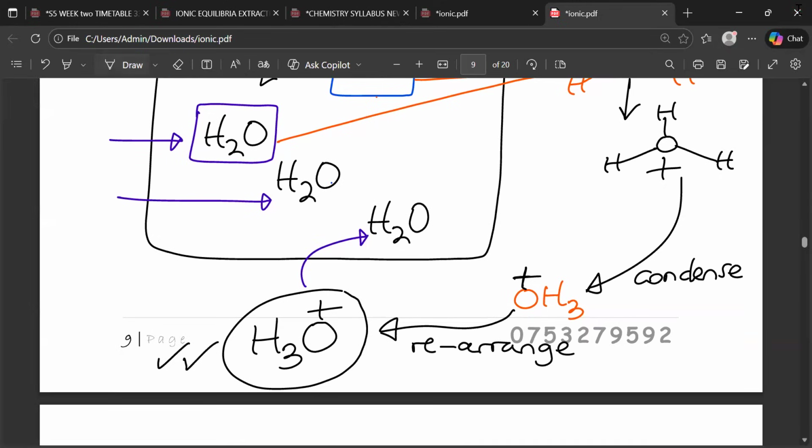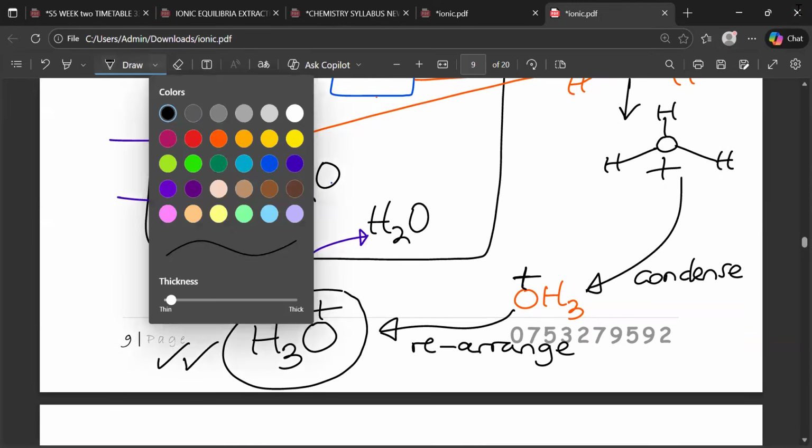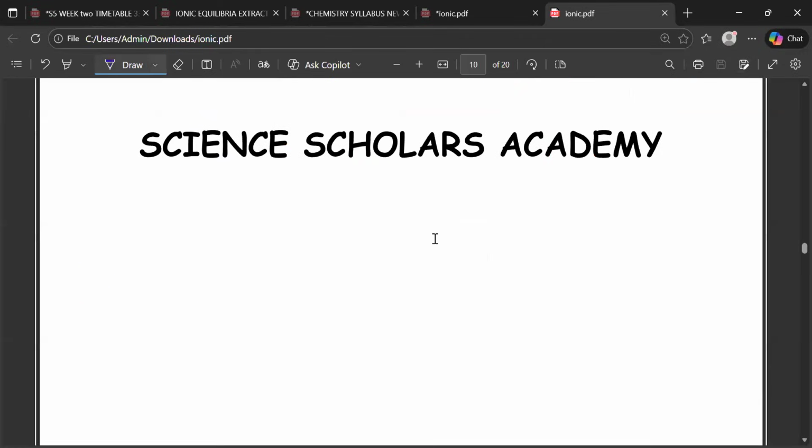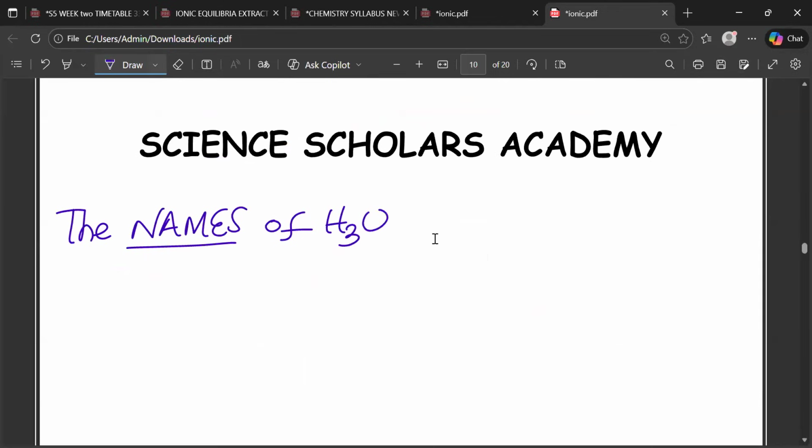So I want people to tell me in the chat, what is the name of this thing that has been formed? I know there are those who are going to learn it for the first time. That is okay. But also appreciate those who have an idea. You can tell me. Now, let me give you the name first, then I ask you what I want to ask. So the name or the names of H3O plus. They are easy.